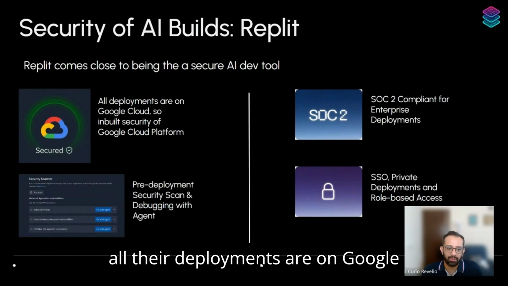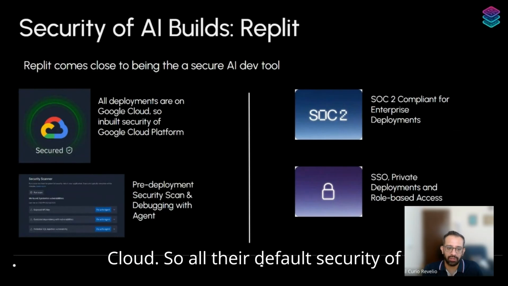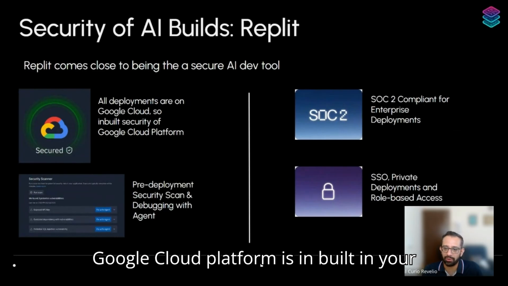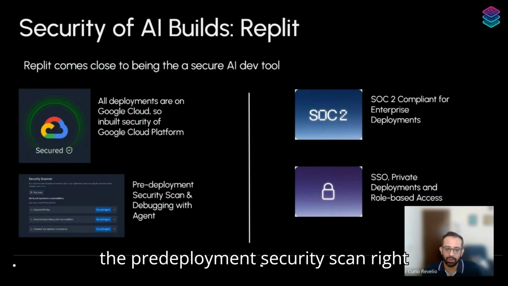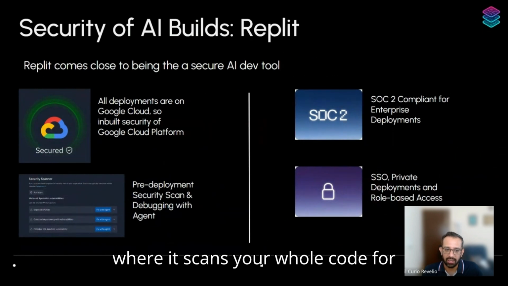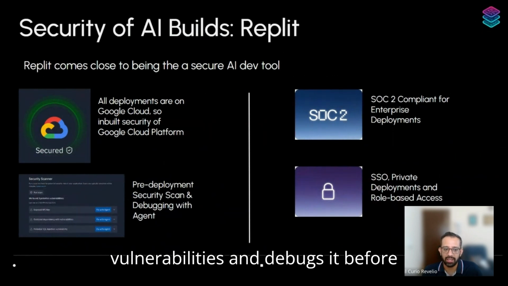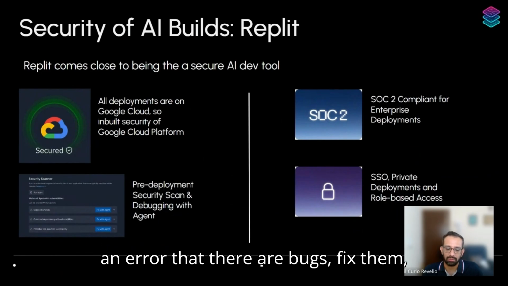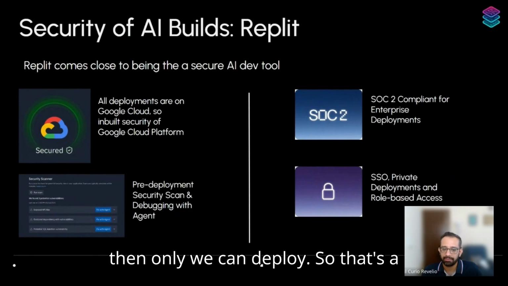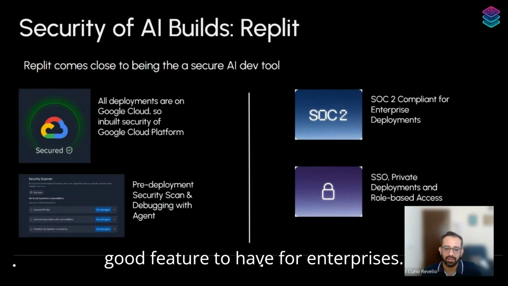So all their deployments are on Google Cloud. So all the default security of Google Cloud Platform is inbuilt in your deployments. Replit has a pre-deployment security scan, right? Where it scans your whole code for vulnerabilities and debugs it before deploying. So you might a few times get an error that there are bugs, fix them, then only we can deploy. So that's a good feature to have.